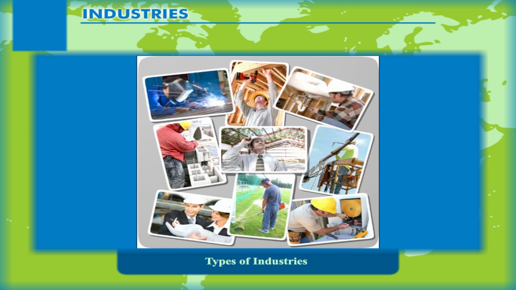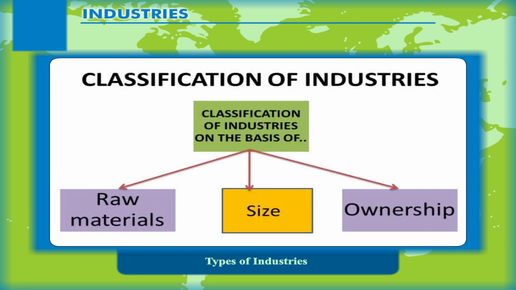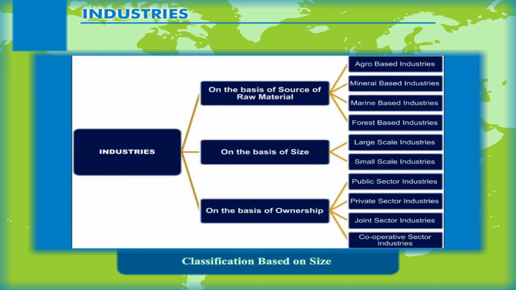However, there are instances when these classifications fail to justify the criterion on which they are based. For the sake of our understanding, we classify industries on the basis of size, ownership, and raw materials. Classification based on size. The size of an industry depends on the number of people employed, the raw materials used, the capital invested, and the nature of goods produced. Based on size, the industries are divided into the following categories.